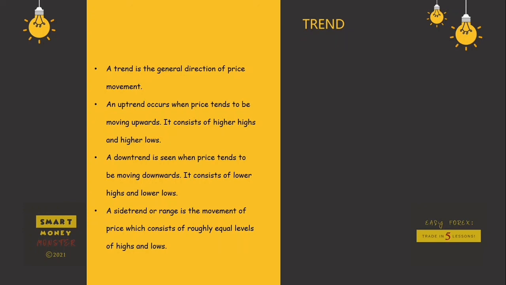Now, you can have an uptrend. An uptrend occurs when price tends to be moving upwards. An uptrend consists of higher highs and higher lows. A downtrend is seen when price tends to be moving downwards. It consists of lower highs and lower lows. A side trend or range is the movement of price which consists of roughly equal levels of highs and lows. Don't worry, I'm going to show you everything on the chart right away.